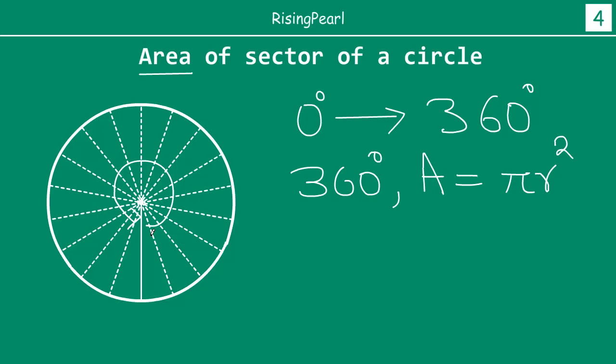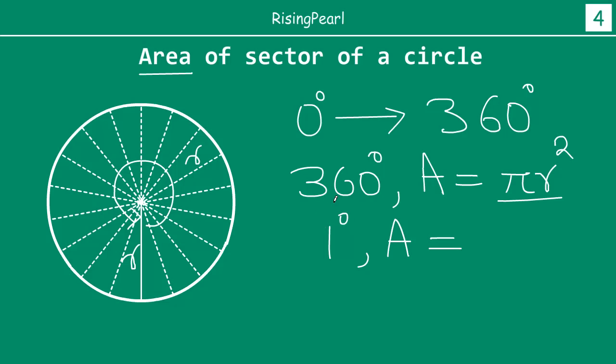Now as I go from 0 to 360 degrees, when I am at 360 degrees, I have a full circle. And that entire circle has an area of pi r square, where r is the length of this line. This line is r. So for 360 degrees, I have an area equal to pi r square. If I had gone only 1 degree, what would the area have been? Area is represented by A.